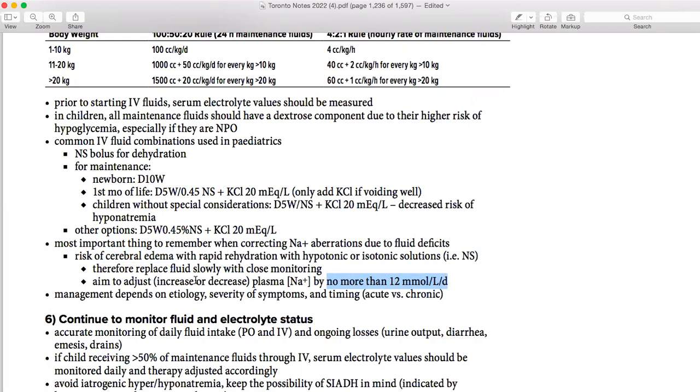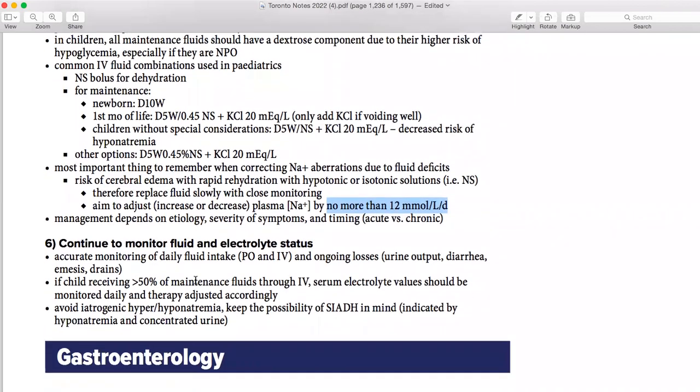Therefore replace fluid slowly with close monitoring. Aim to adjust plasma sodium by no more than 12 millimole. Management depends on the etiology, severity of the symptoms and timing, like acute or chronic. Then obviously you have to continue monitoring whether you are giving too much fluid, enough fluid, enough electrolytes, or too much electrolytes. So you need accurate monitoring of the daily fluid intake and ongoing losses.